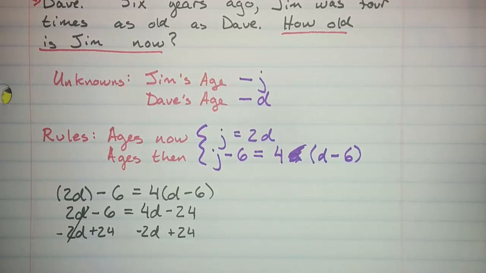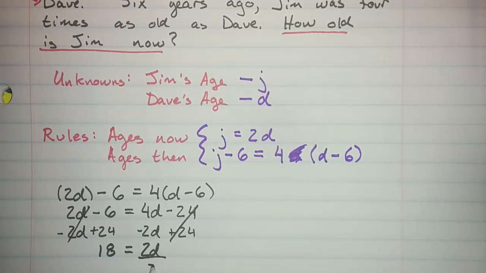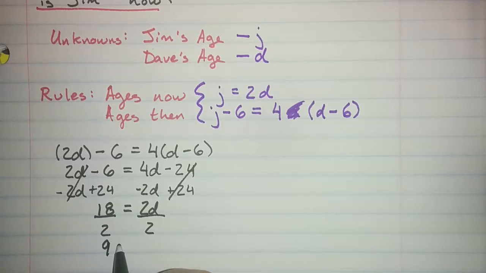2D minus 2D cancels out. Negative 6 plus 24, that's positive 18. 4D minus 2D, that's 2D. Negative 24 plus 24 cancels out. I get 18 equals 2D. Now divide both sides by 2. I get 9 equals D.